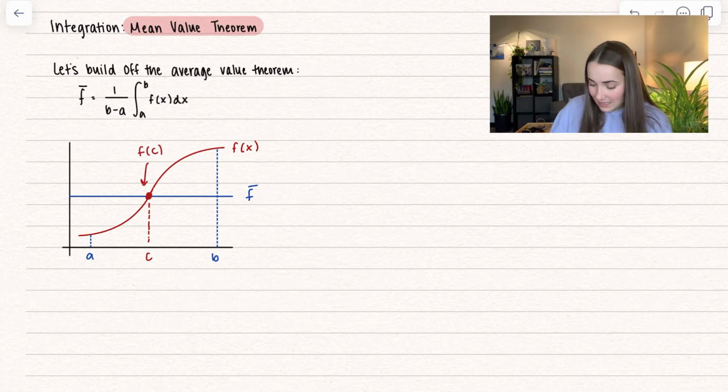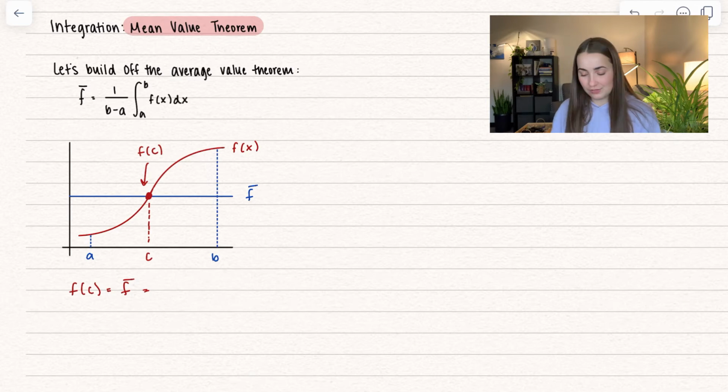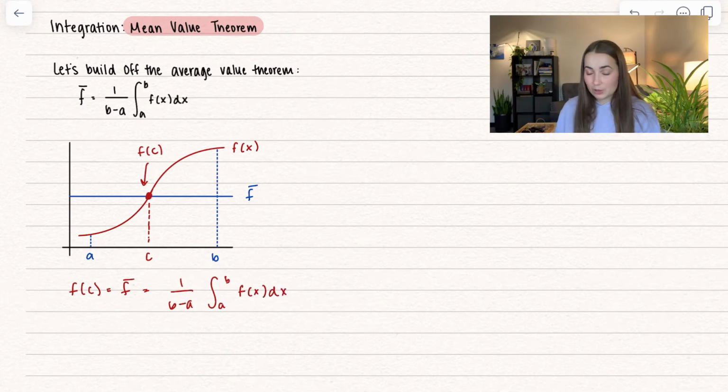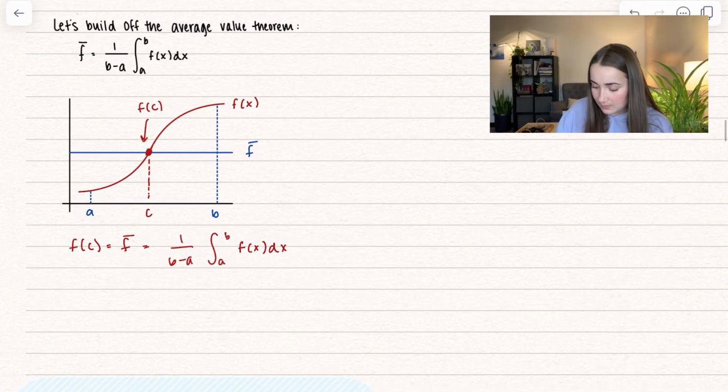So what this means is that we can have some point f of c which is equal to the average value. But we can fill in what the average value is equal to. And this is 1 over b minus a times the integral of a to b of our function in terms of x. Now I'm just going to multiply this b minus a over to the other side.